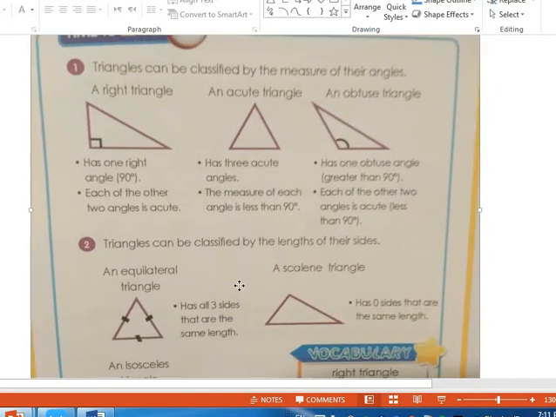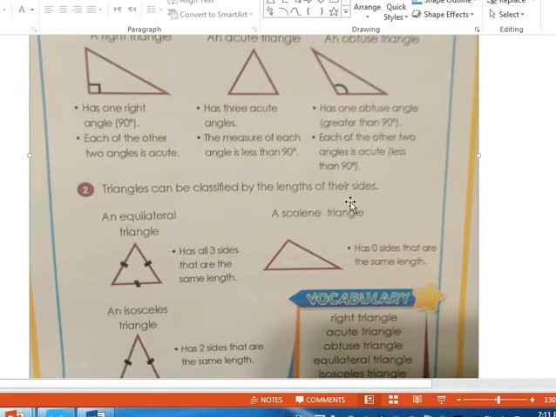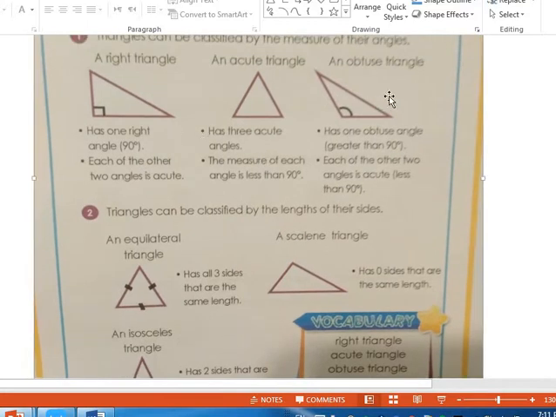So triangles can be classified by the length of their sides also. So by their angles and by the length of their sides. If I say by angles, I will say here it's a right, acute, or obtuse triangle. Right is equal to 90 degrees. Acute is less than 90 degrees, all three angles. And obtuse has one angle greater than 90 degrees, and the others less than 90 degrees.